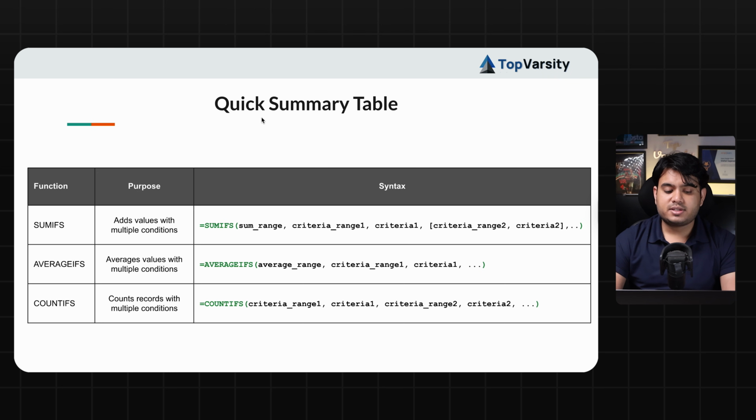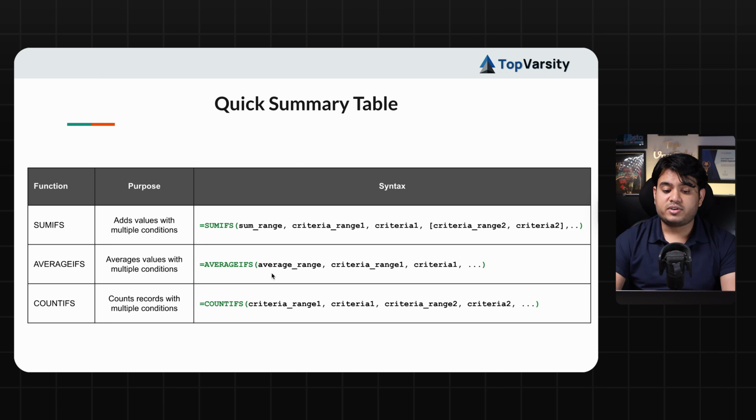This is the quick summary. SUMIFS you will use whenever you want to add values with multiple conditions. AVERAGEIFS you will use whenever you want to average values with multiple conditions, and COUNTIFS you use when you need to count records with multiple conditions. The syntax is very simple: start with the SUMIFS formula and mention sum range, criteria range 1, criteria 1, criteria range 2, criteria 2, criteria range 3, criteria 3, and so on. Similarly, for AVERAGEIFS you write average range, criteria range 1, criteria 1, criteria range 2, criteria 2, criteria range 3, and criteria 3.